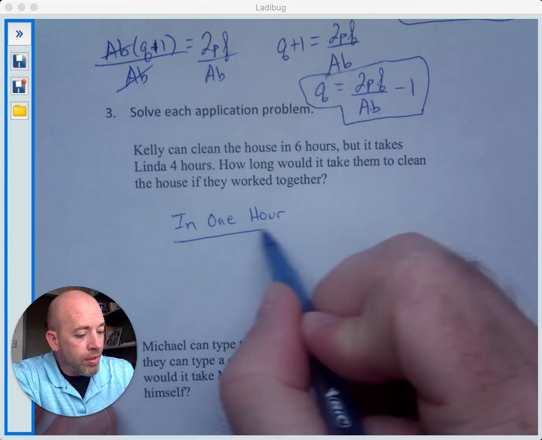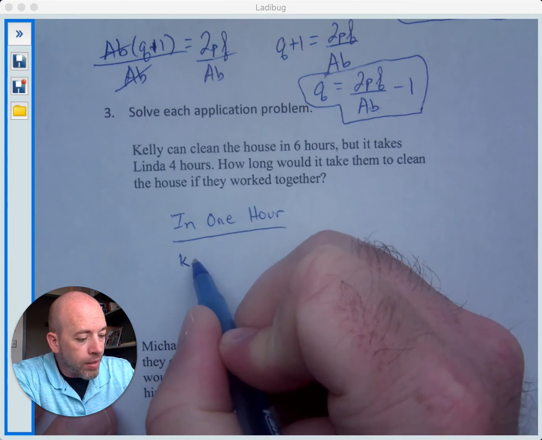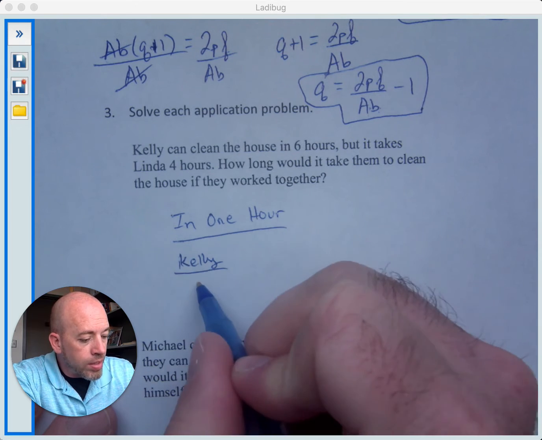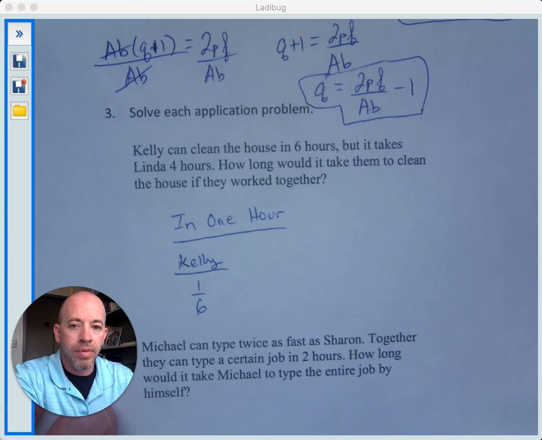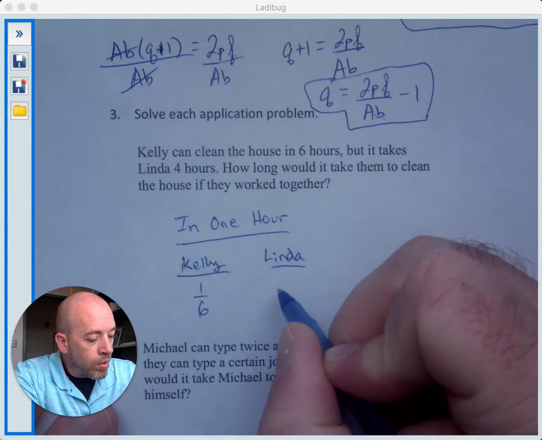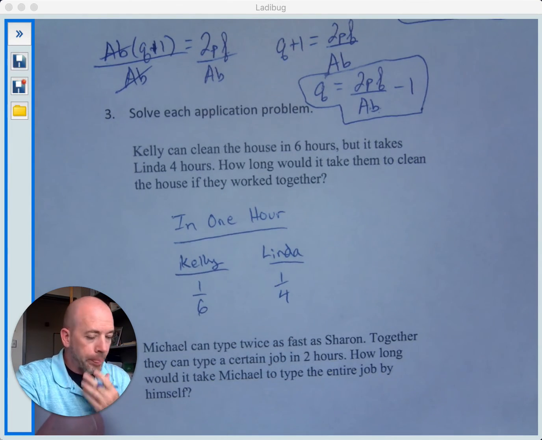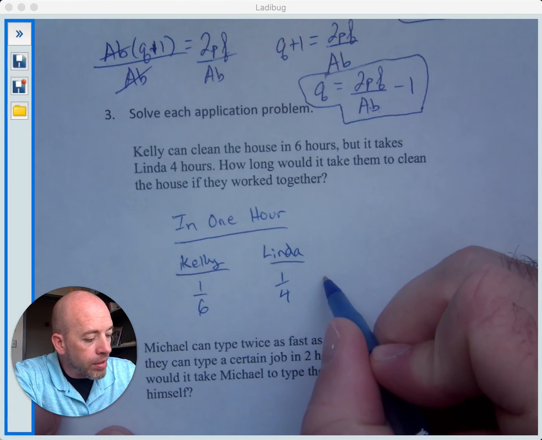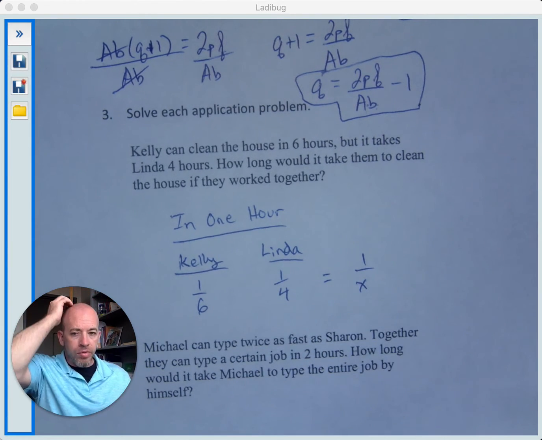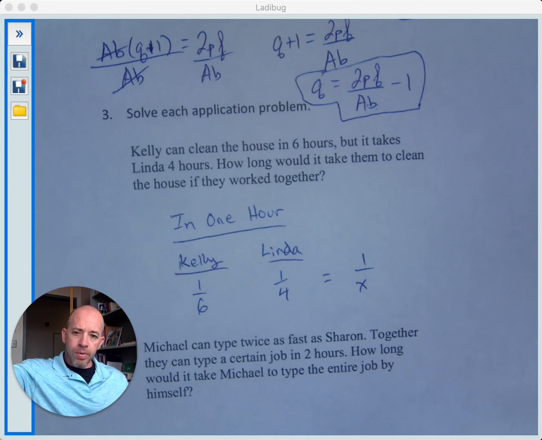So in 1 hour, Kelly can do 1/6 of the job, and Linda can do 1/4 of the job, right? And together they can do 1 over x of the job. We don't know what that x is, right? We don't know what that is.